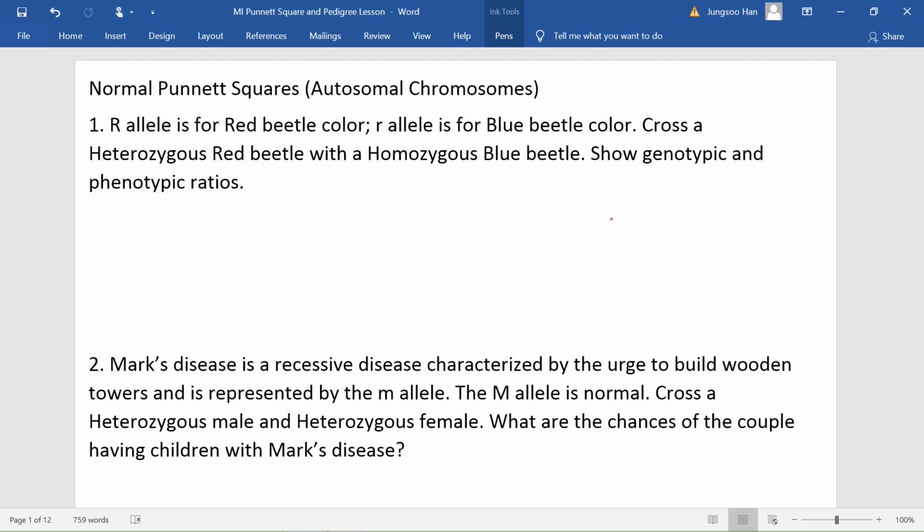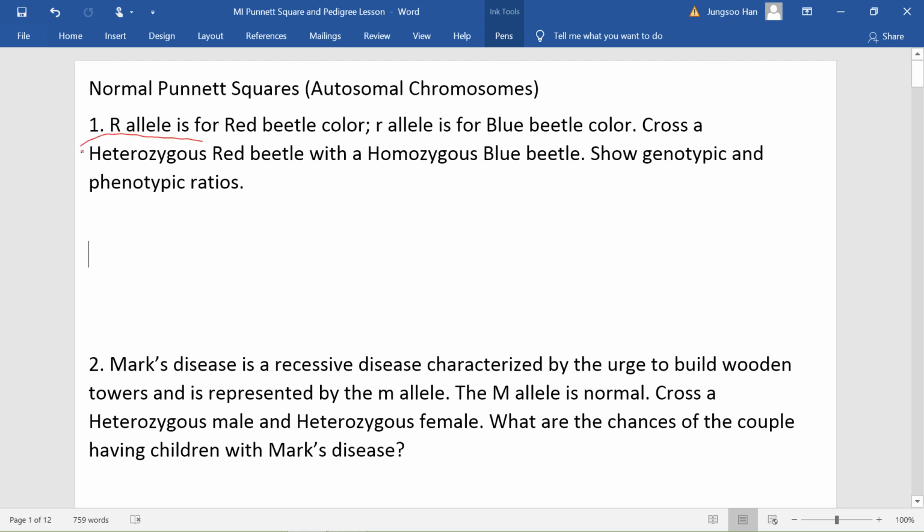Okay, so we're going to start with a normal Punnett square, with autosomal chromosomes. So the big R allele is for red beetle color, little r allele is for blue beetle color. Cross a heterozygous red beetle with a homozygous blue beetle. Show the genotypic and phenotypic ratios. Okay, so first, let's define a couple things.